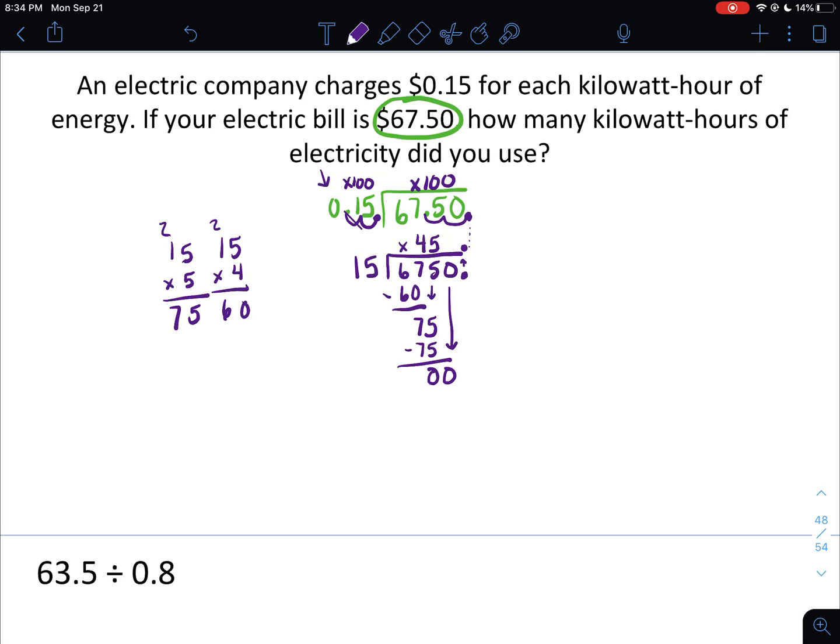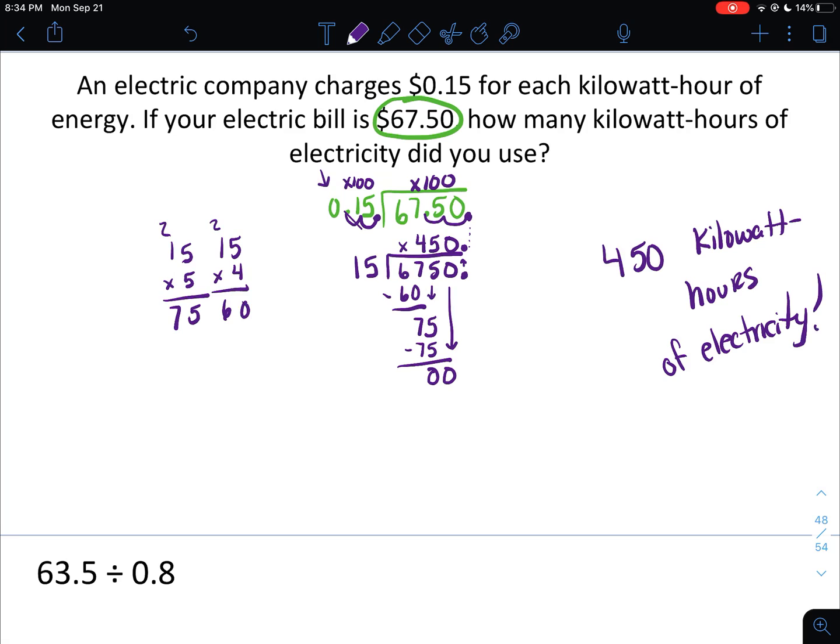Okay, so 15 doesn't go into 0, but I need to put something in my quotient just to make sure that everything is covered and we have the correct answer. So it goes in 0 times, and then I'm actually done. So we did not have a remainder in this one. I took it easy on you. So you used 450 kilowatt hours of electricity.